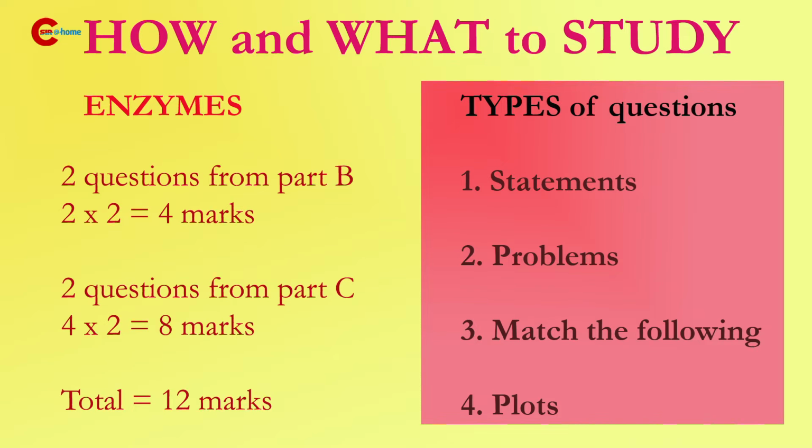Enzymes. Today we're going to discuss how and what to study, and how many marks this section carries. There will be two sure questions from part B and two questions from part C, sometimes three questions from part C. So a total of 12 marks. If you study properly, you can score 12 marks on enzymes.